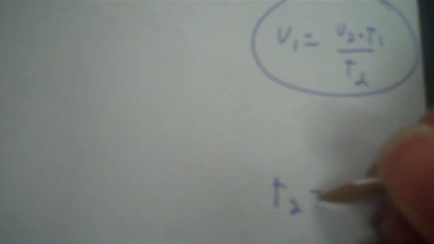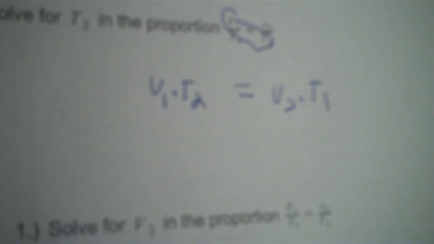Okay? Then on this one, we need t2 by itself, okay? So, same thing, I know the fact that v1 times t2 is going to equal v2 times t1. You're just multiplying, you can't really multiply because it's variables. So t2 is what I want by itself, so I get rid of the times v1 by dividing by v1, okay? So t2 equals v2 times t1 divided by v1. Okay.